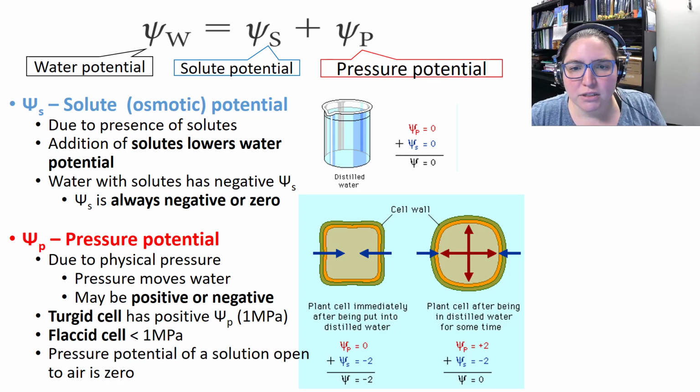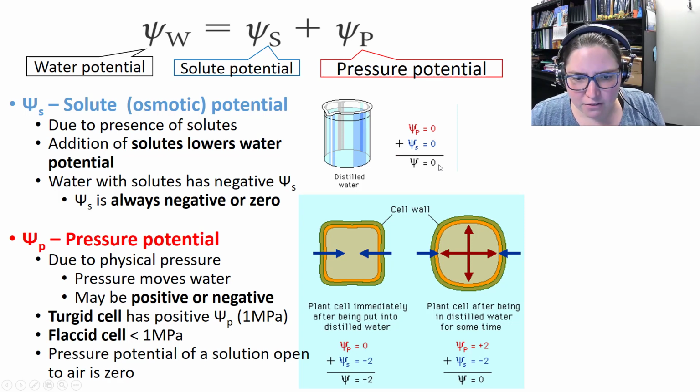So if we look at our picture here, we have a beaker of distilled water. So it's distilled, so there's no solutes in it. So our solute potential is 0. It's a beaker that's open to air, so the pressure potential is 0. So the total water potential here is going to be 0.